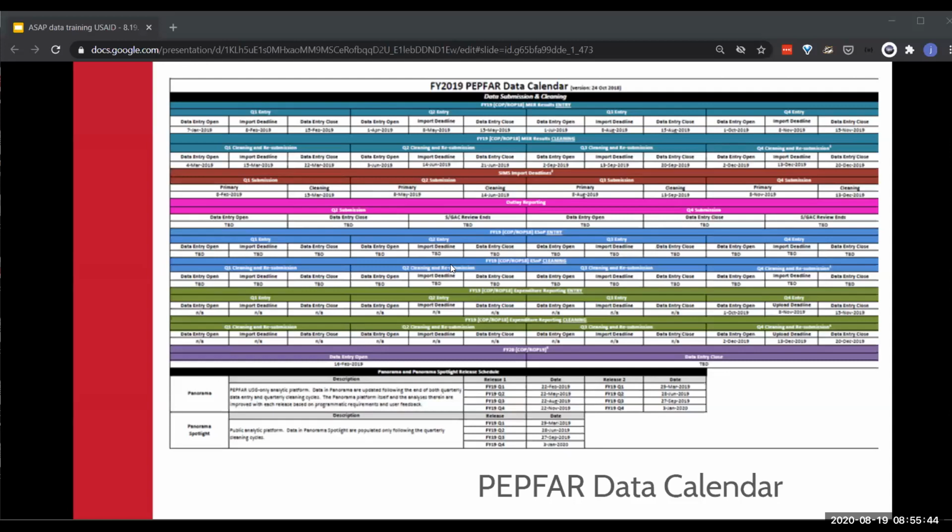For example, you're doing your work and collecting your data for Q4, and you want to enter your data into Datim for Q4, but Datim has to open. There's a date at which Datim will open for Q4 data entry, and you can find that date in this calendar. And that holds for SIMS, and that holds for the ER data as well.